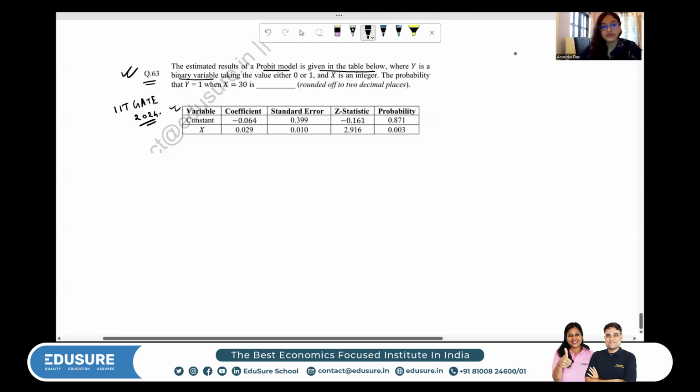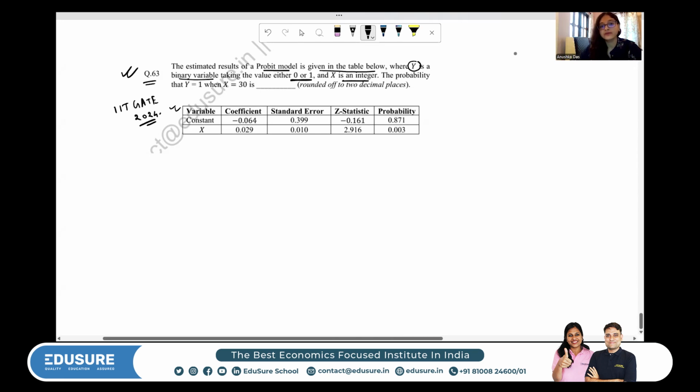So we know that both the logit model and the Probit model are used when the dependent variable, that is the y variable, is a dummy variable. So it takes only two values, either 0 or 1. So it is binary in nature, and x is an integer.